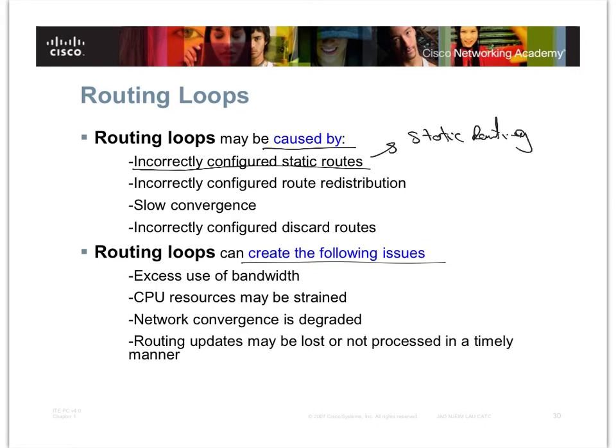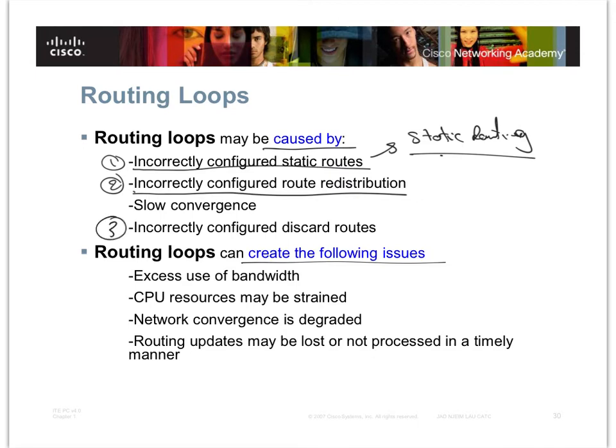So for static routing, it may very well happen that the network designer inserts some manual entries in the routing tables, and these manual entries are inconsistent with each other and cause routing loops. But this happens with some human error or some human intervention. The second reason is incorrectly configured route redistribution. This is what we call incorrectly configured route redistribution.